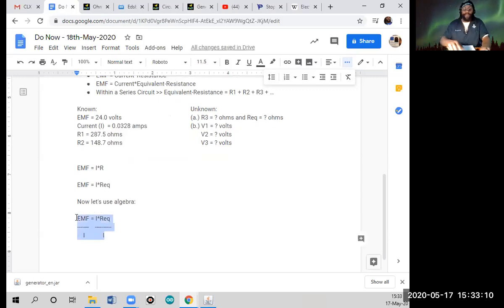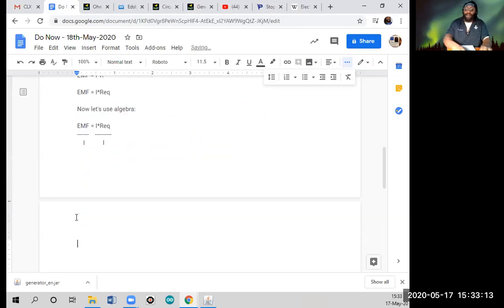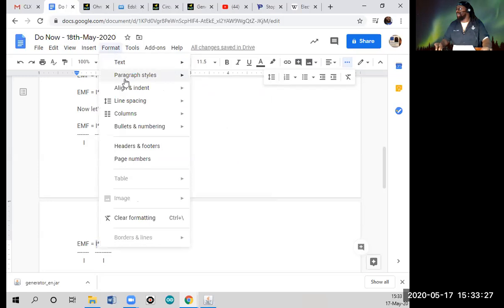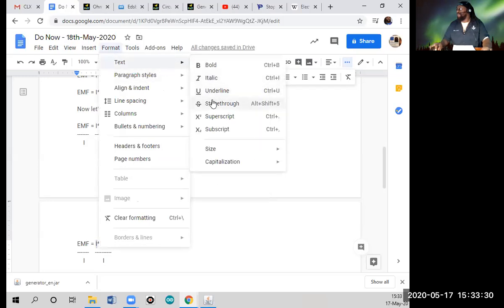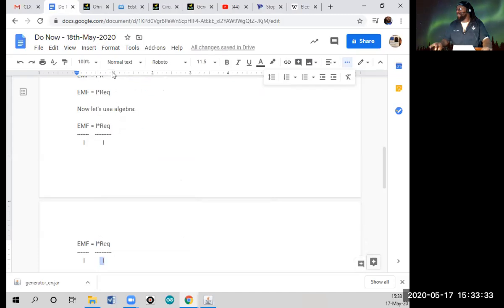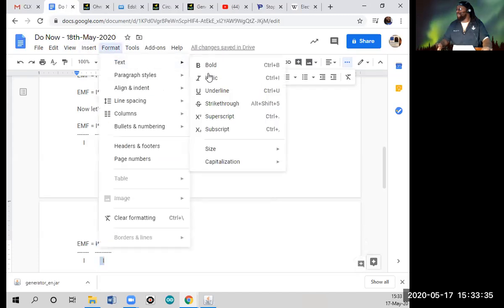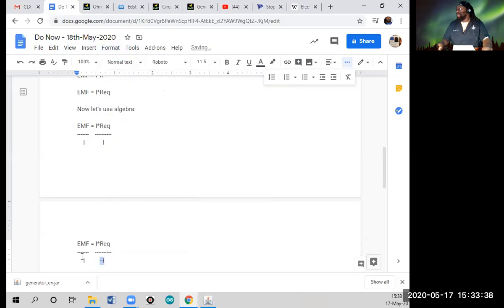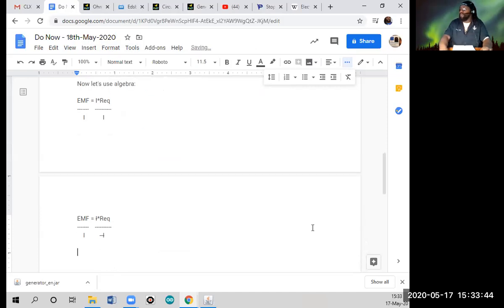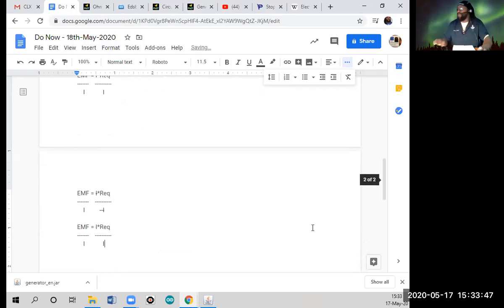So let me copy this again, and then come down here, and I get what? Well, my I will cancel with the I underneath. So let me format that out. And this I down here will cancel with the I above. So what is our new equation at this phase, right? What do you see now? Well, let me rewrite what's there.